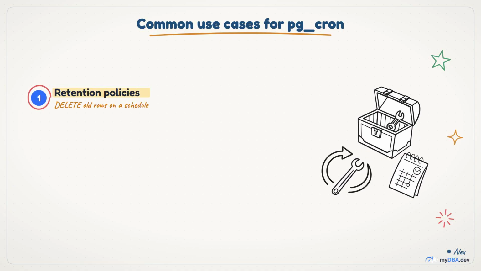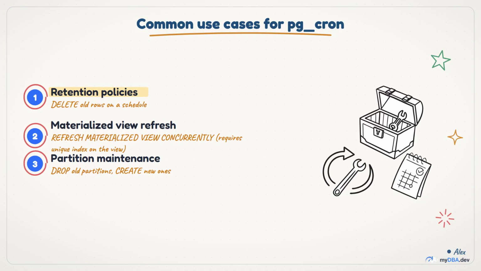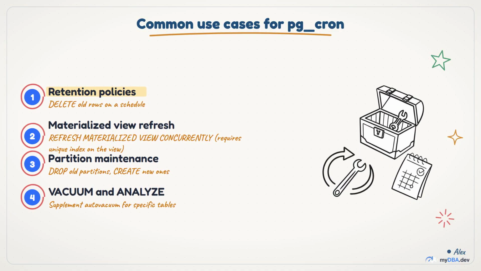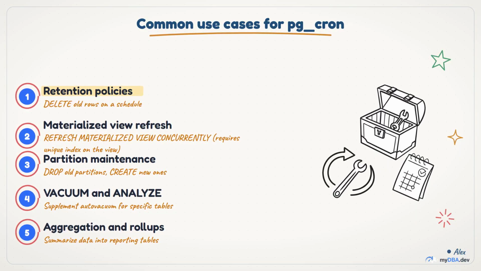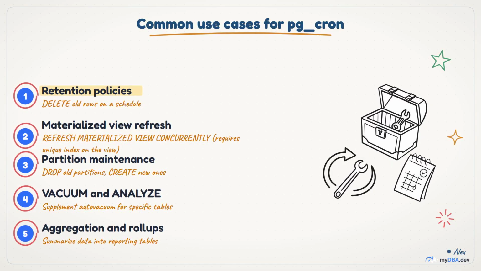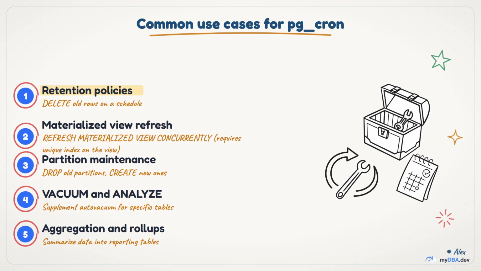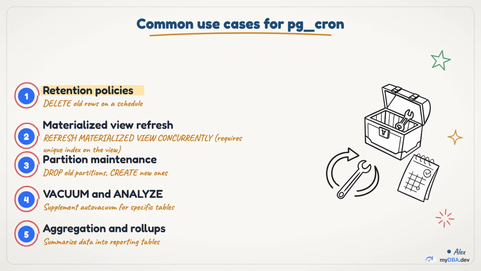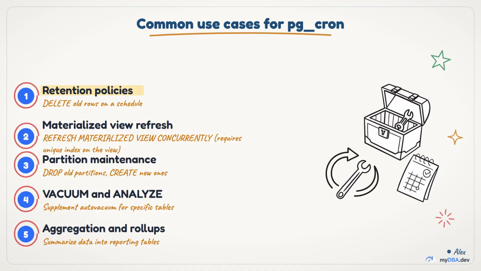The obvious use case is retention. You've got an audit table or an event log, and you want to delete anything older than 90 days. But where pgcron really helps is materialized view refreshes. You can run refresh materialized view concurrently so readers don't get blocked. Just make sure you have a unique index on the materialized view.